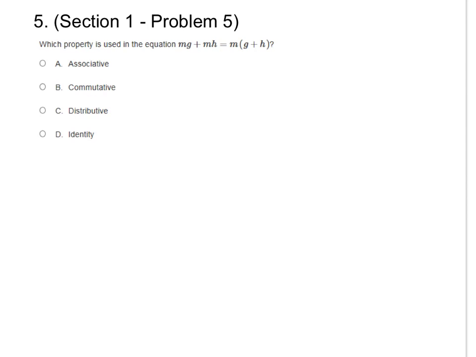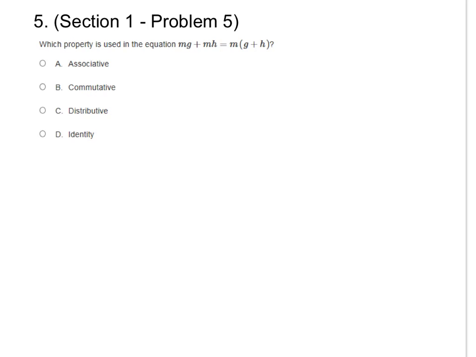All right, so the question says, which property is used in the equation m times g plus m times h is equal to m times the quantity g plus h? So we've got associative, commutative, distributive, and identity property. So I'm just going to go through one by one what these properties are, just to review all of them.